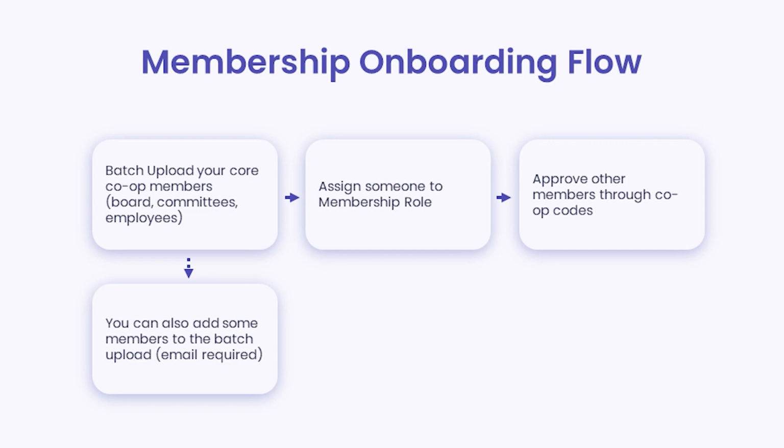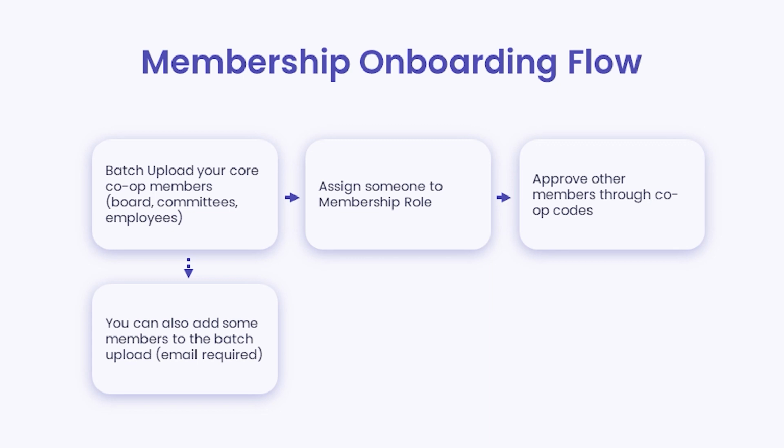Now the question is, which would be the best method of onboarding for my cooperative? Before we answer that question, we'll discuss when we can use each method. For co-op codes, it's best to use this for new members with no data from cooperatives or the member doesn't have emails. For batch uploads, it's best to use this when cooperatives haven't assigned the membership role yet, or when you want to onboard the core members, such as the board, committee, and employees. In some cases, you can also upload some members as long as they have email addresses.